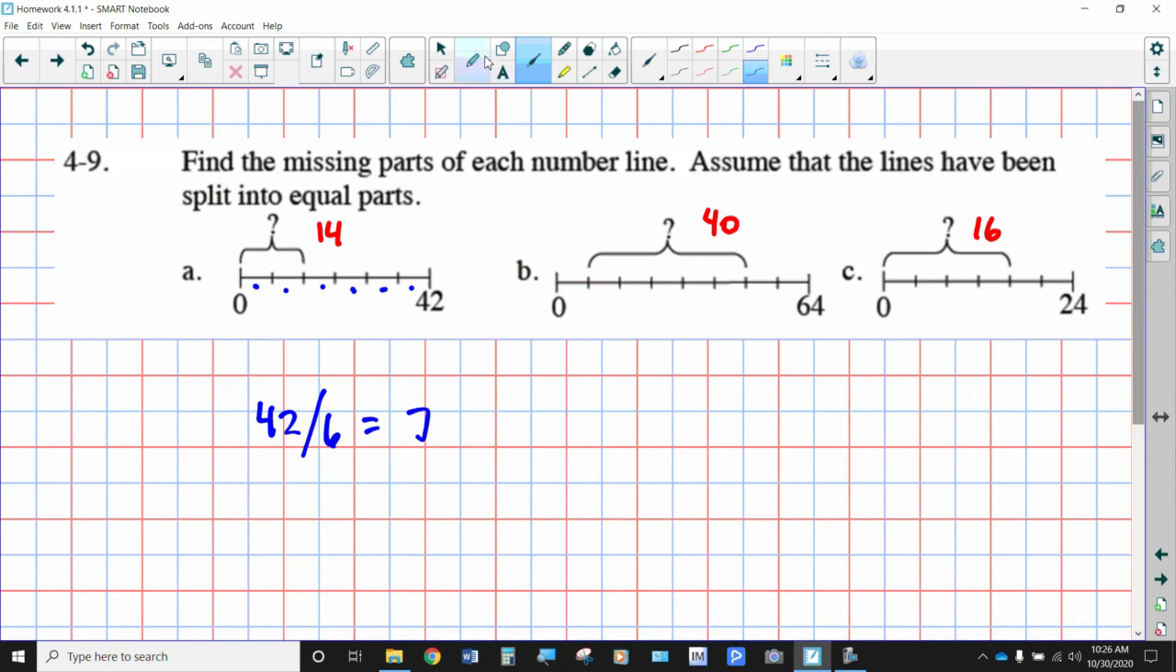So if each one of those is 7, then I can do a counting sequence and say this is 7, this is 14, this is 21, this is 28, that's 35, and that's 42. And the first 2 sections are 2 7s, which makes it equal to 14.